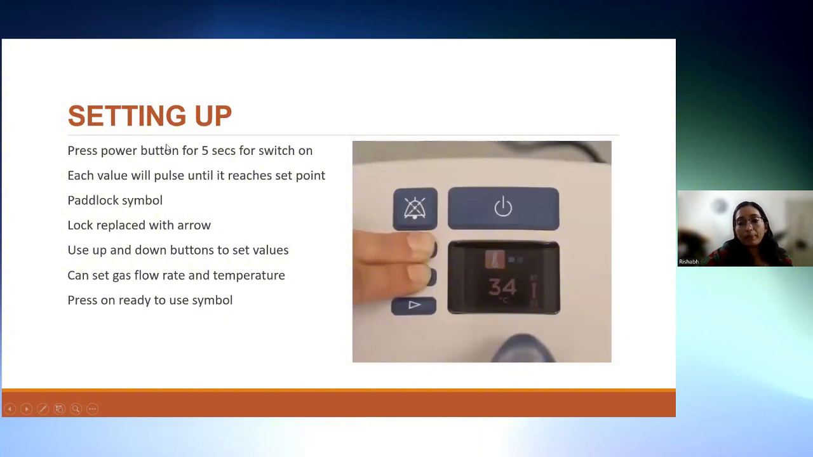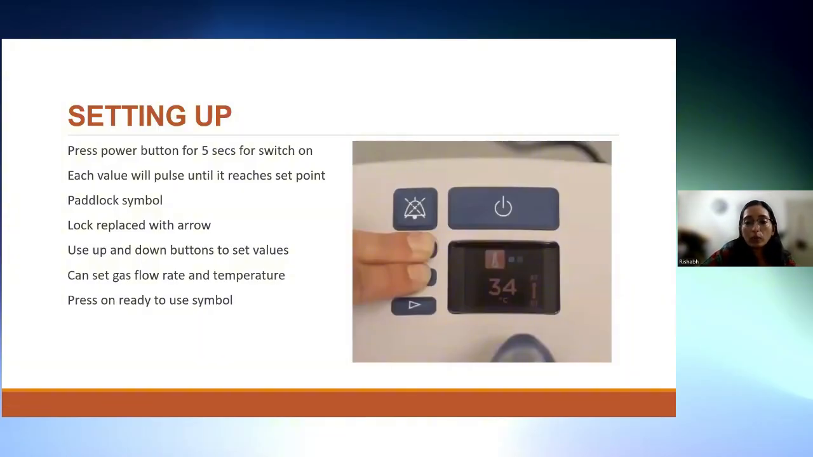So how do you set it up? There is a switch button. We have to press the switch button for about 5 seconds. After switching on, you'll see certain values coming up, and each value will pulse until it reaches a set point. When you press this, you can keep on changing the temperature, the FiO2, and the flow.